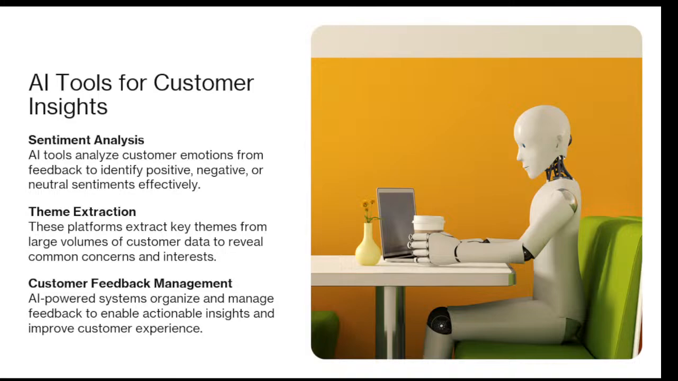So I'm going to go to Google reviews. But again, using this from a business side, I could find out what people are liking in the reviews. Could be the pasta, could be whatever, right? Customer feedback management: using those AI-powered systems to organize and manage feedback to enable actionable insights.